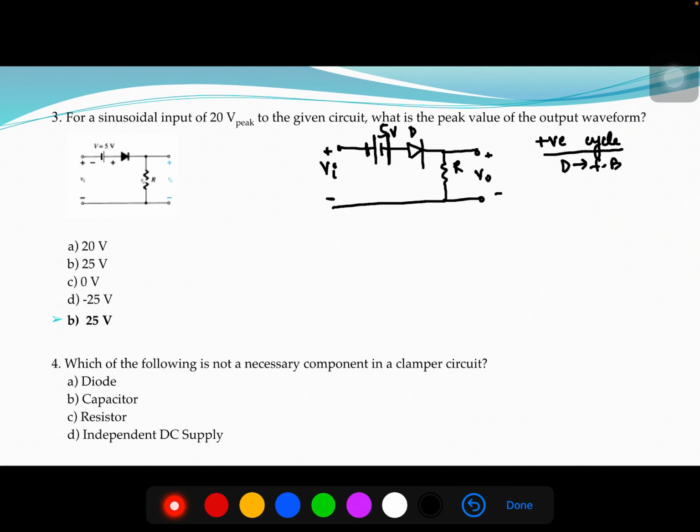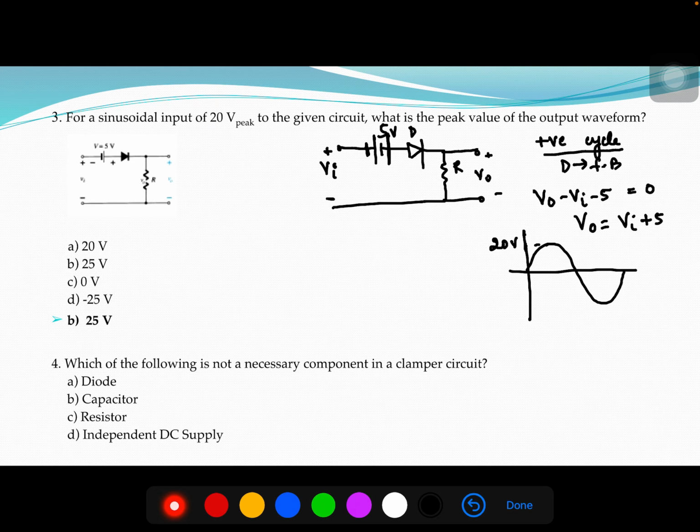So you will apply KVL in order to find out the V0. So what will be V0? V0 minus Vi minus 5 equals 0 when you apply KVL. So V0 will be equal to Vi plus 5. So your answer is V0 equals Vi plus 5, and you are given the input of 20 volt sinusoidal signal, and 20 volt is the peak value. Then for the positive cycle you are getting the answer Vi plus 5. That means you have to raise your Vi by plus 5 volt.